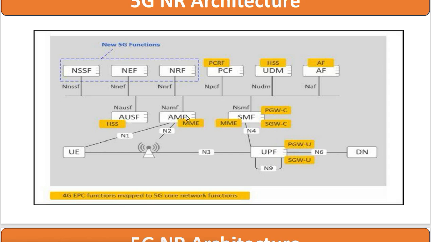Here you can see AMF. AMF is connected to the mobile through the air interface N1. Here you can see the MME of 4G is similar to the AMF, the access and mobility management function. MME means mobility management entity. Here SMF has some functioning of MME, PGW core, and SGW core, and UPF of 5G has the same functioning as PGW user plane and SGW user plane.